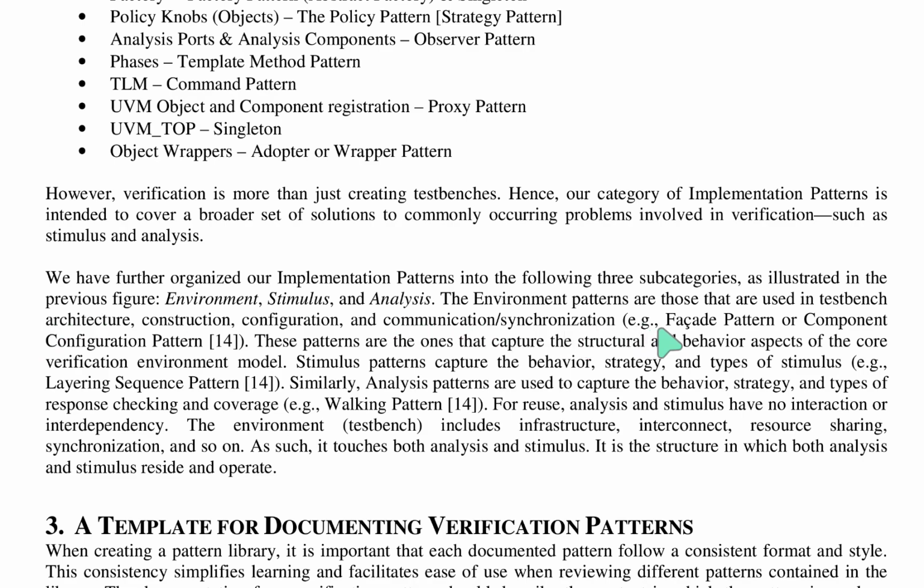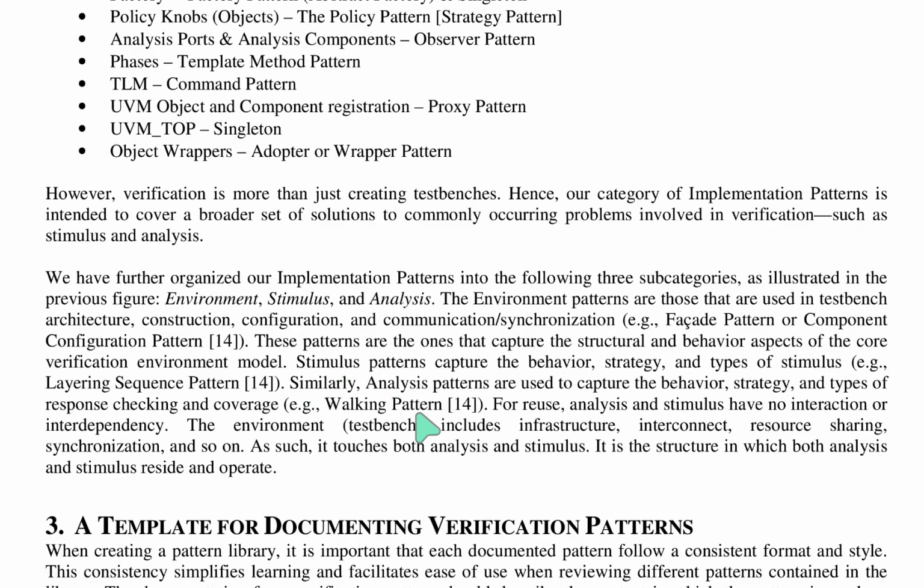For example, the facade pattern or component configuration pattern. These patterns are ones that capture the structure and behavior aspects of a core verification environment model.